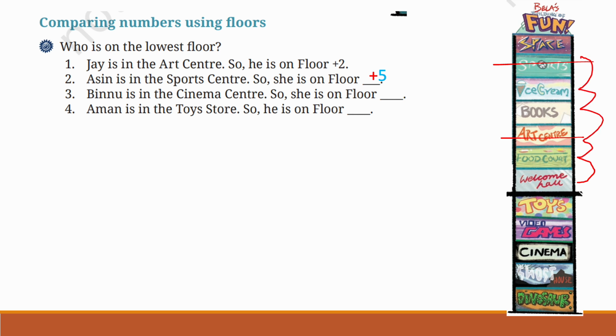Okay, +5. Binu is in the cinema theater, so she is on floor -3. See, this is 0. Then -1, -2, -3. Then, Aman is in the toy store, so he is on floor -1. See, this is the toy store, -1.